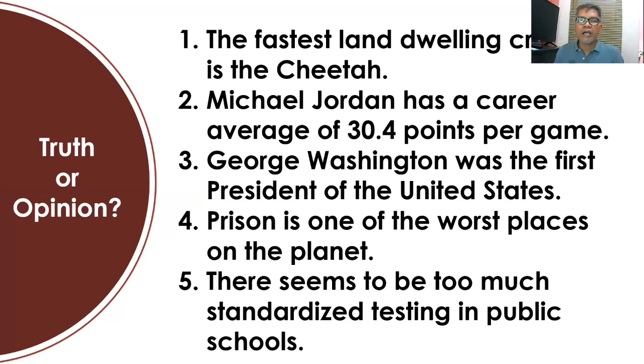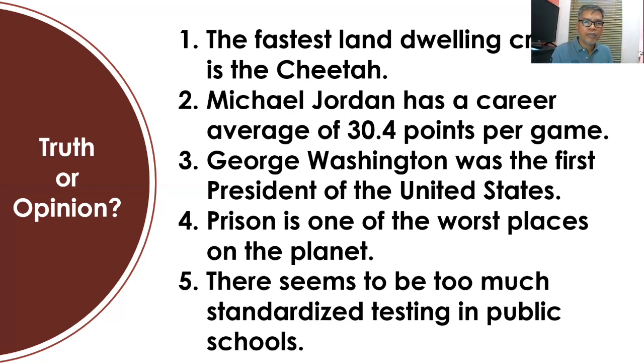Okay, number two. Michael Jordan has a career average of 30.4 points per game. Is this truth or opinion? This is truth because we can verify. We can verify in the record of the statistics in the NBA game that Michael Jordan has a career average of 30.4 points per game. So it can be verified. If the statement can be verified, therefore we can consider it as truth.